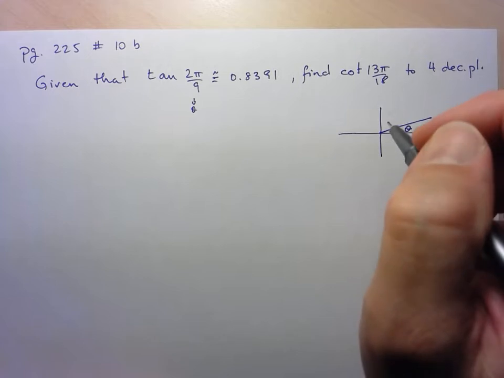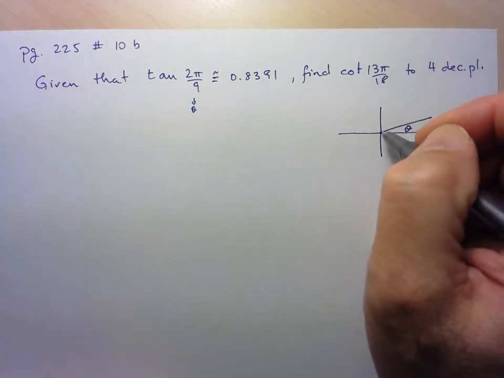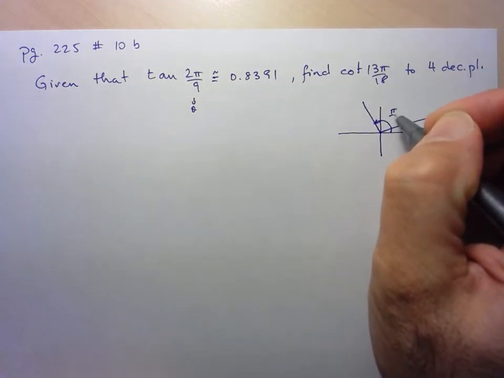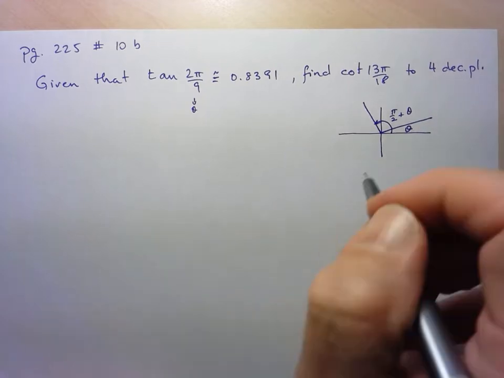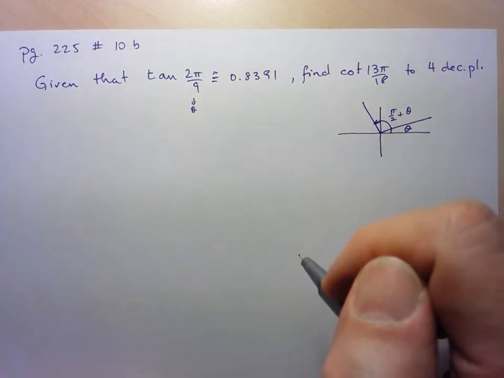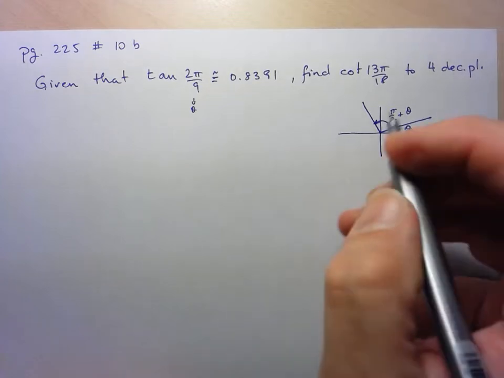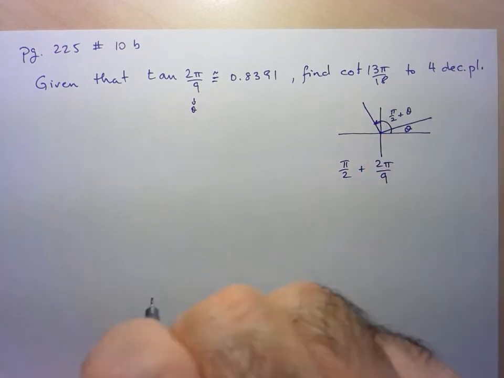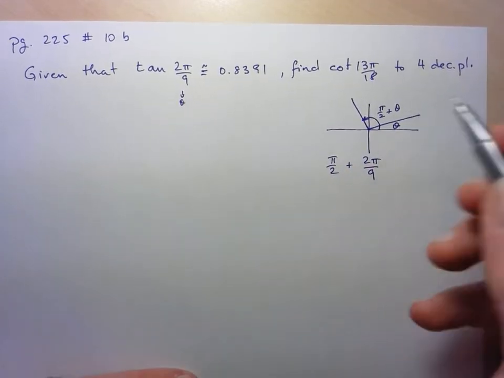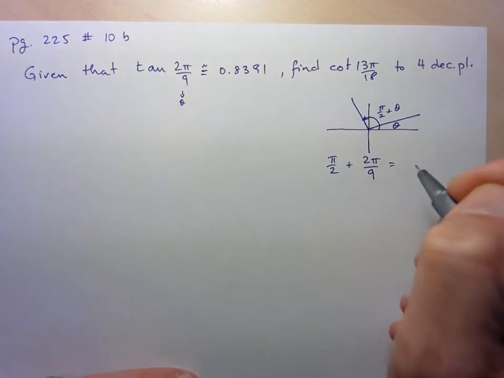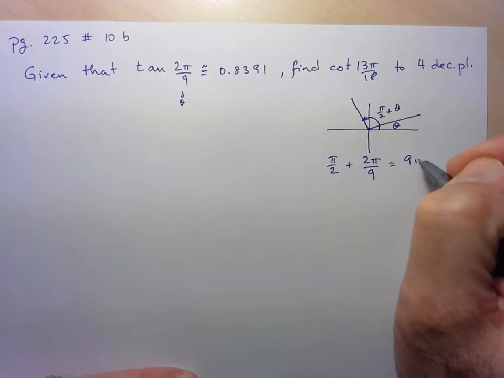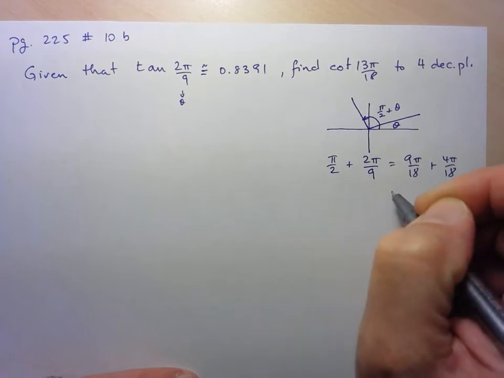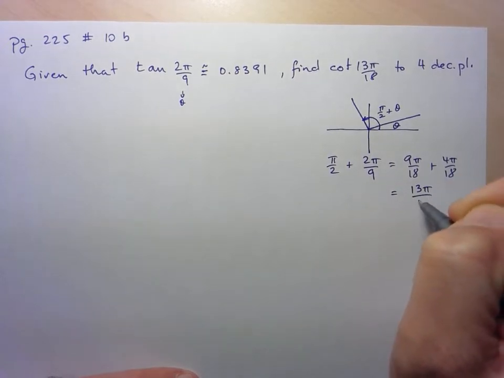What I'm hoping is that not only is it going to live in the second quadrant, but that it's going to be equal to pi over 2 plus our theta. Because if it is, then we can use our correlated angle identity. So let's test that out. Let's do pi over 2 plus 2 pi over 9, and see if we get 13 pi over 18. If we do, then we can use our correlated angle identity. Let's put everything over 18. This is going to be 9 pi over 18 plus 4 pi over 18. And lo and behold, this is equal to 13 pi over 18.